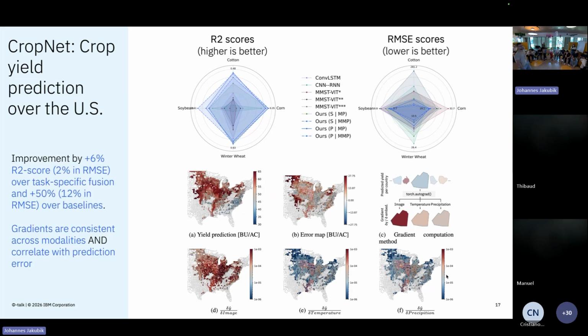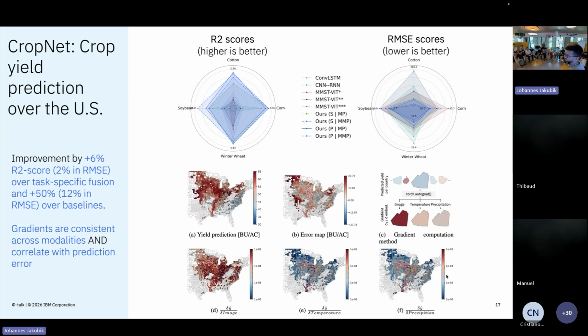So what we did here was we were looking at the CropNet task. CropNet is a data set where you want to predict crop yield. So you have satellite images and temperature data and precipitation data, and you want to predict how much crop there will be. And you can see in these radar-ish plots that here you have an RMSE, so lower is better.